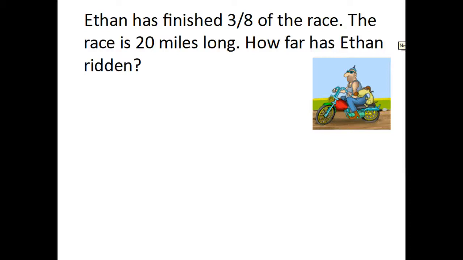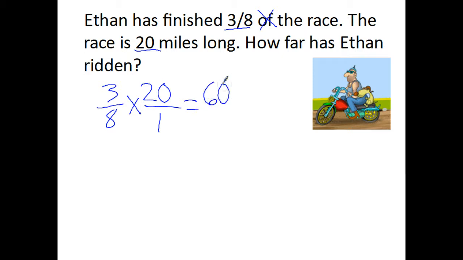Ethan's finished 3/8 of the race. The race was 20 miles long. How far has he ridden? 3/8 of 20. I mean, these problems almost write the expression down for you themselves. 3/8 of 20 means 3/8 times 20. Step 1, get my 1 under there. 3 times 20 is 60. 8 times 1 is 8. So now I'm going to divide.